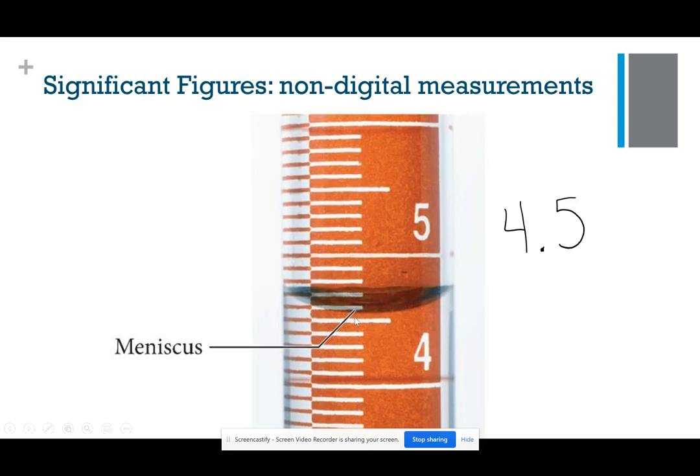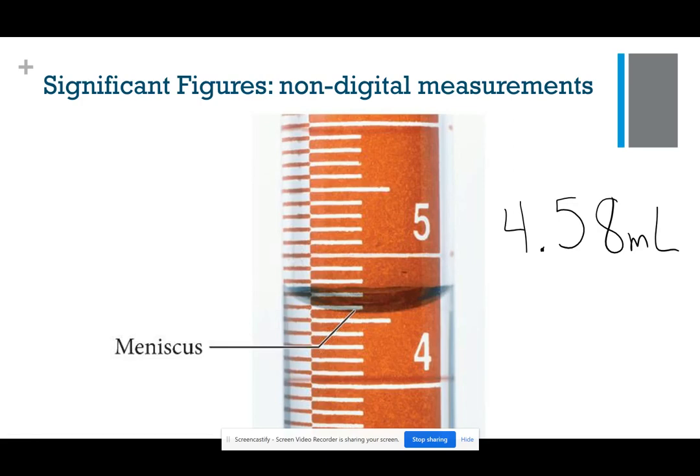There are no more tick marks in between these two that tell me anything else about the water level. So the next digit I'm going to write down will be the estimated digit. And here's where a little bit of uncertainty creeps in. I look at this water level and I say, you know what? It's really, really close to this 4.6. So I'm going to estimate that as 4.58 milliliters.